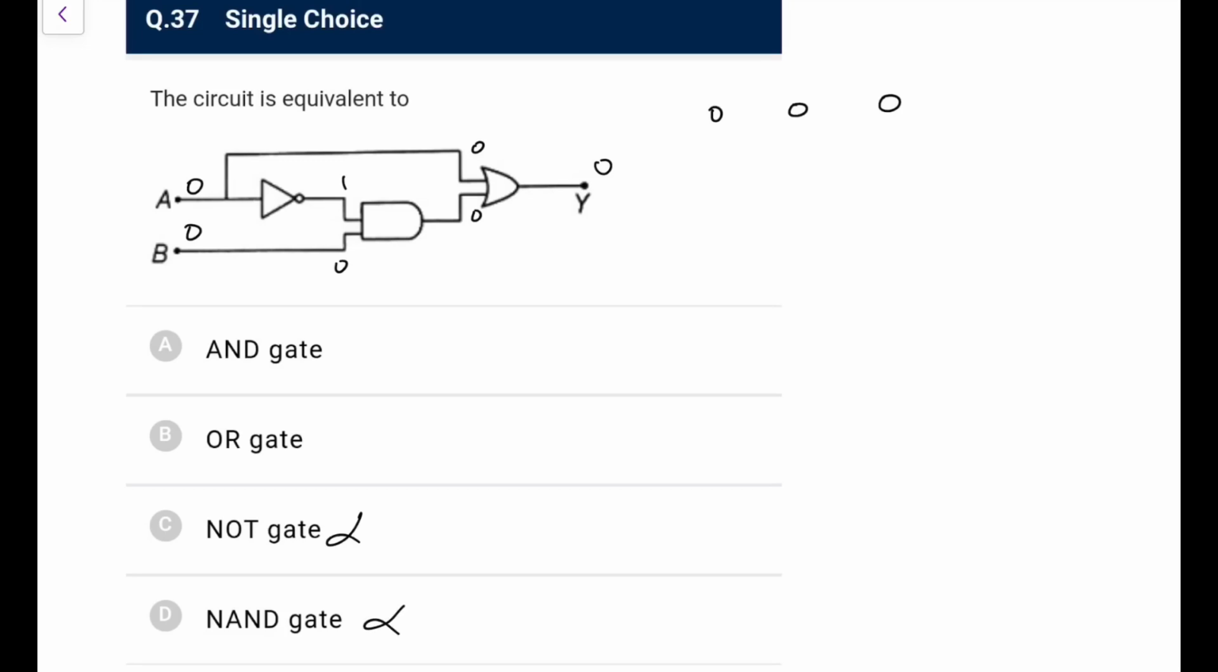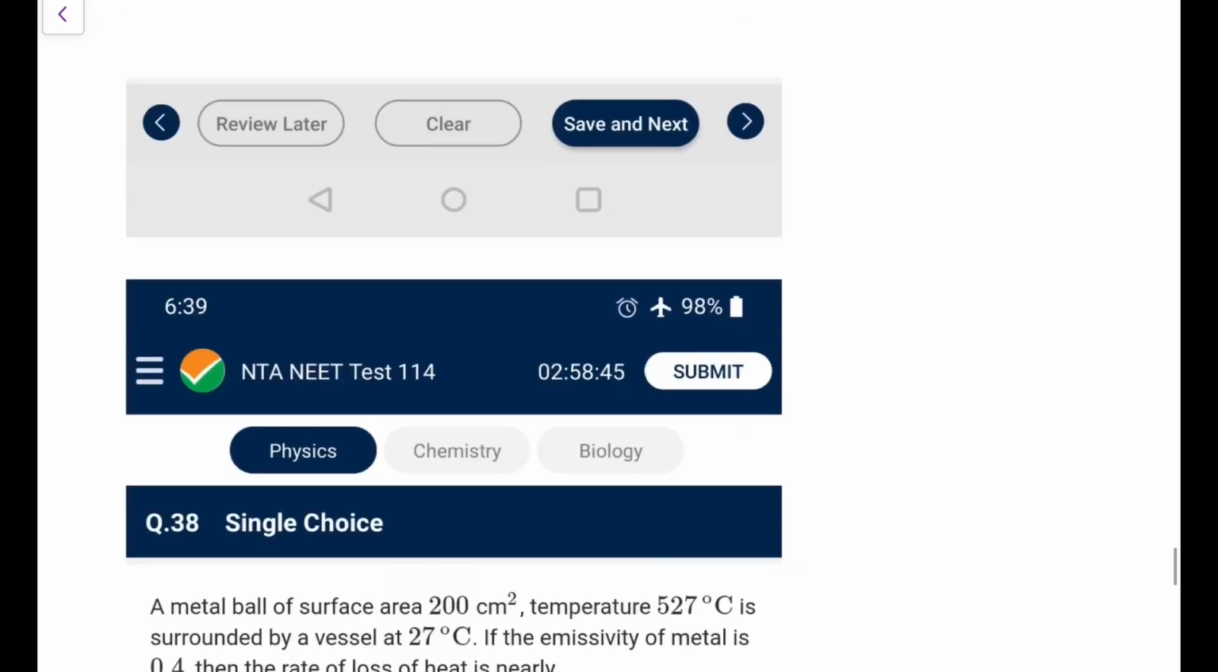Now it would be either OR or AND, so just check for 0 and 1. So let me check for 0 and 1. So it becomes 1 and 1, 1 and 1 will become 1, and it will become 1. So 0 1 will give me 1, so it would be OR gate, not an AND gate. That much is sufficient to answer.